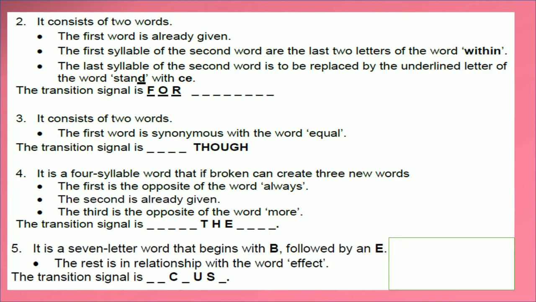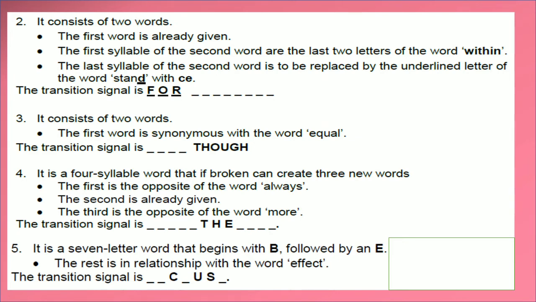Number 2, it consists of 2 words. The first word is already given. The first syllable of the second word are the last 2 letters of the word "within." The last syllable of the second word is to be replaced by the underlined letter. The word stand with CE. The transition signal is FOR blank blank blank blank.